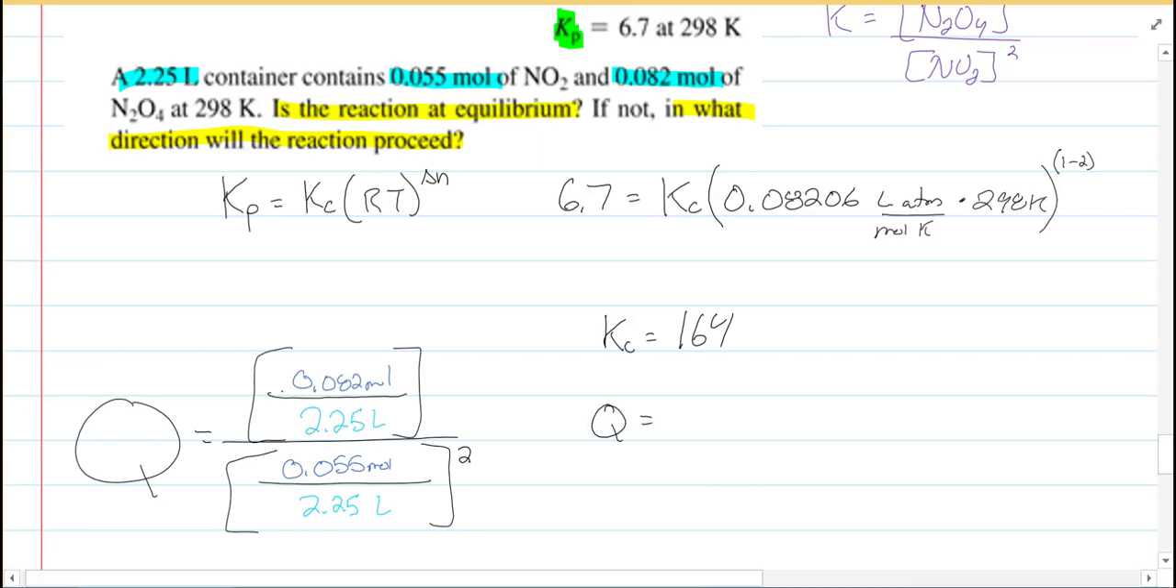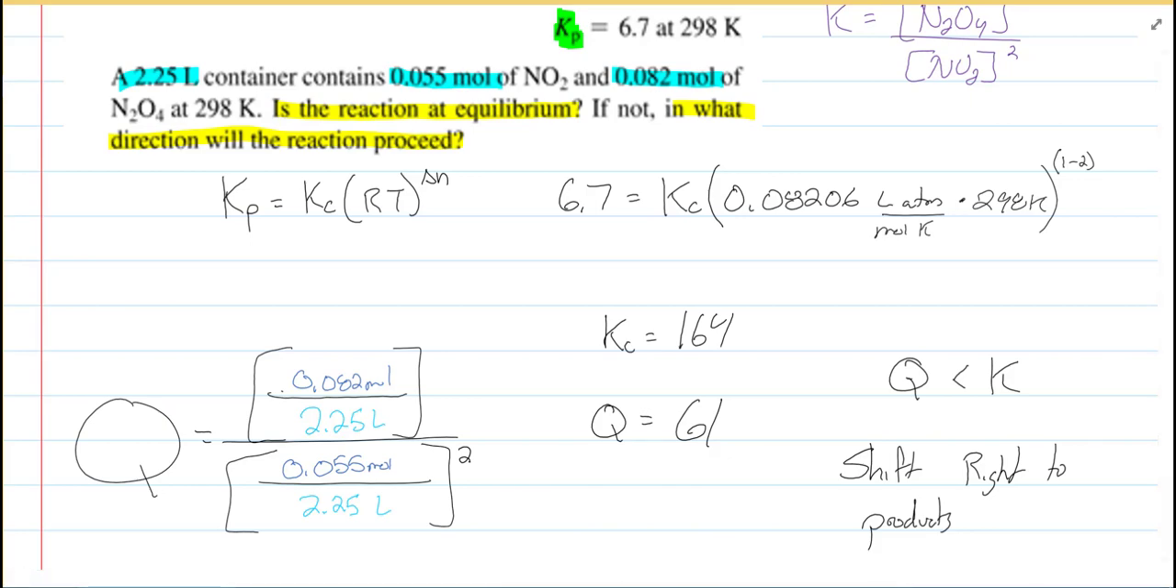For Q, we get 61. So Q is less than K, which means the bottom number is too big, the top number is too small. So the reactants are too big, products are too small, so we're going to shift right to products. That is Le Chatelier's principle and reaction quotient examples. Hope that helped out, and we'll see you next time.